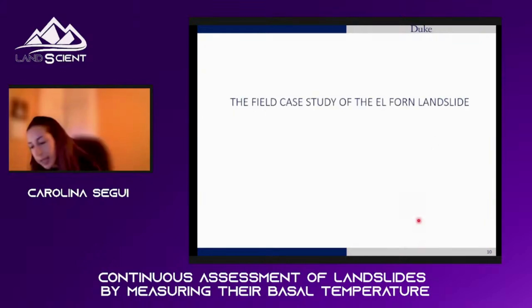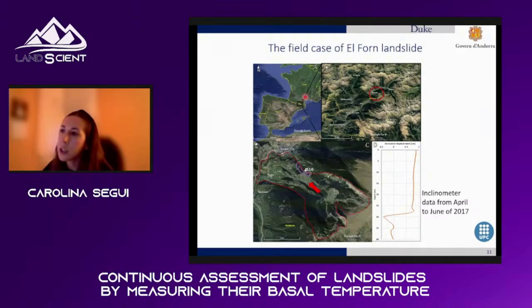Now we want to test the mathematical model and also the effect of the temperature, which plays an important role in the stability of the landslide. So we took a field case study, which is called the El Forn landslide. This landslide is located in the southwest of Europe, in a very small country between Spain and France called Andorra. This is a very large landslide, about 300 million cubic meters of rock mass that is sliding towards the city of Canillo.